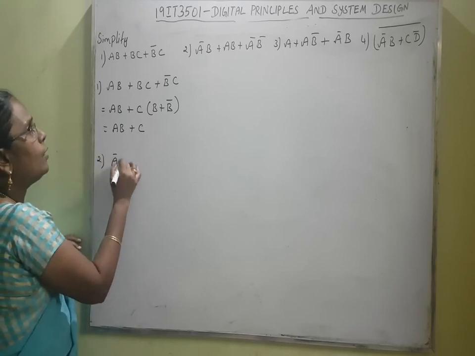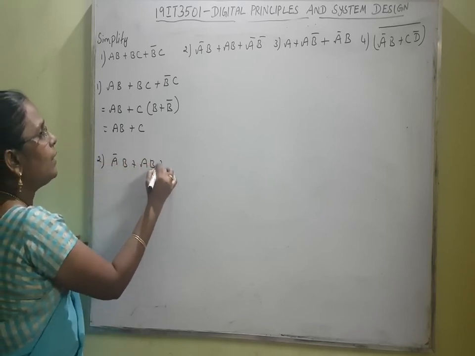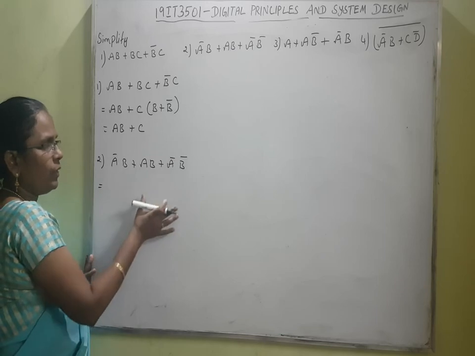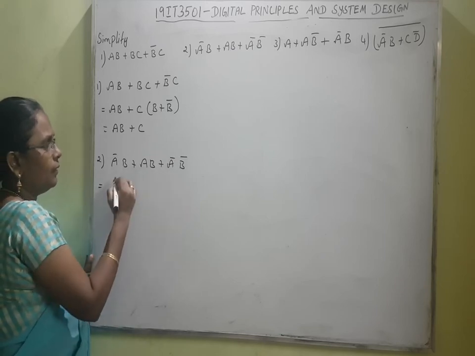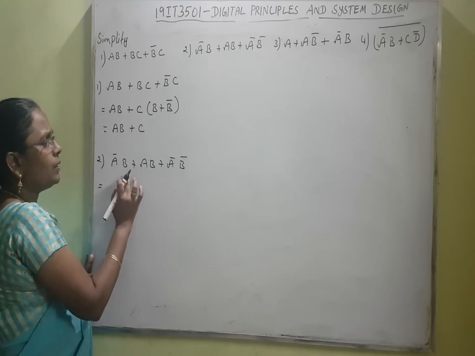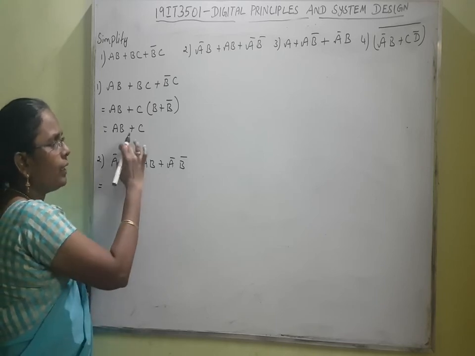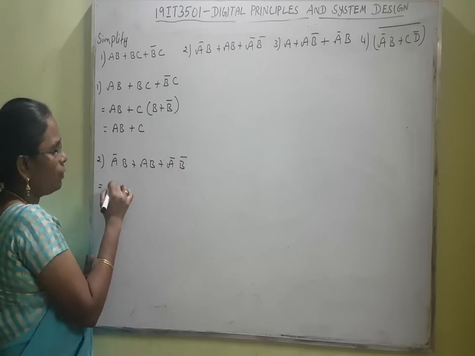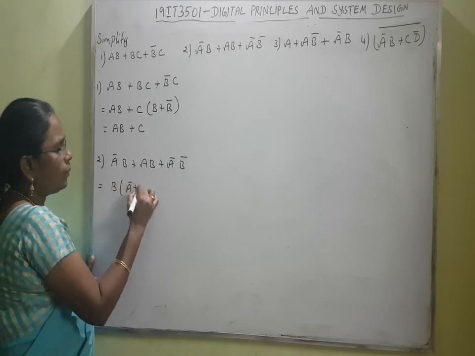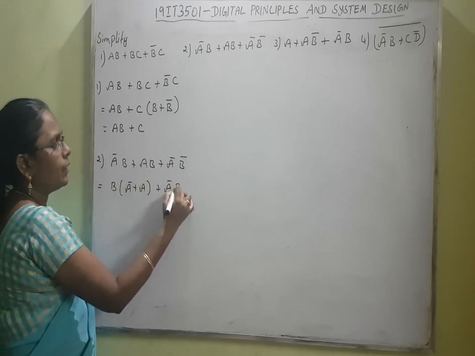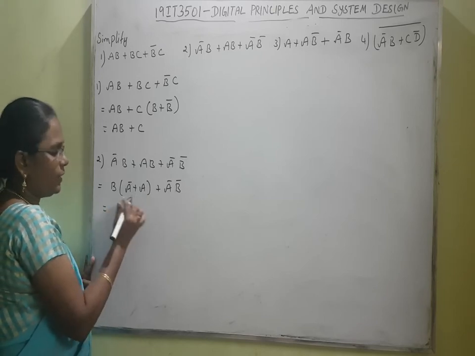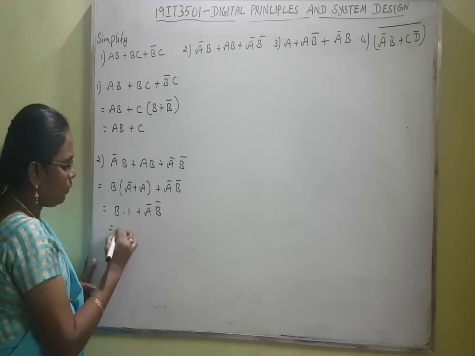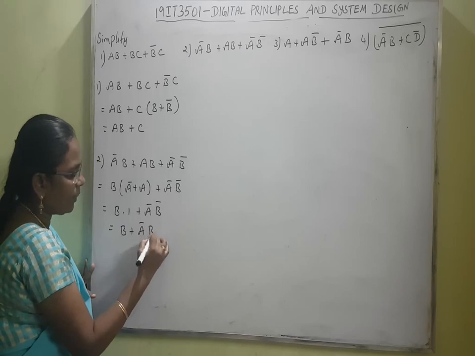The second one: A bar B plus AB plus A bar B bar. How do we simplify? You should be able to find similar terms. You can either take these two terms, take B outside, A plus A bar, or you can take these two terms and take A bar outside. Let us take B outside. So B into A bar plus A, plus A bar B bar. A plus A bar is 1, so B into 1 plus A bar B bar, which is equal to B plus A bar B bar.